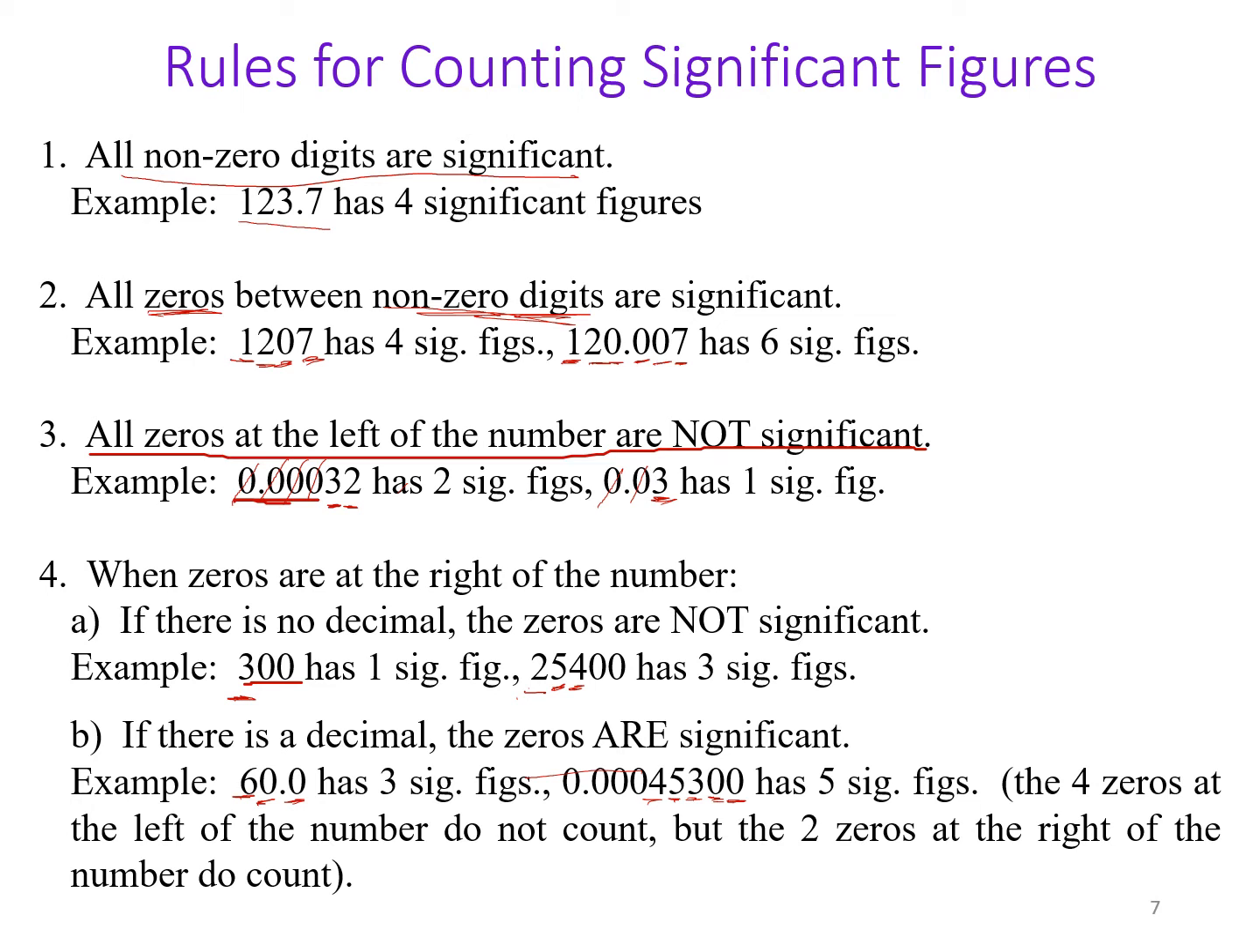Okay, the 4 zeros at the left of the number do not count, but the 2 zeros on the right side do count. So if there is a decimal, the zeros are significant as long as they are on the right side of the number. So these are all the rules. If you can remember these rules, you simply practice a bunch of questions to count how many sig figs are present, and that should give you the right answer.